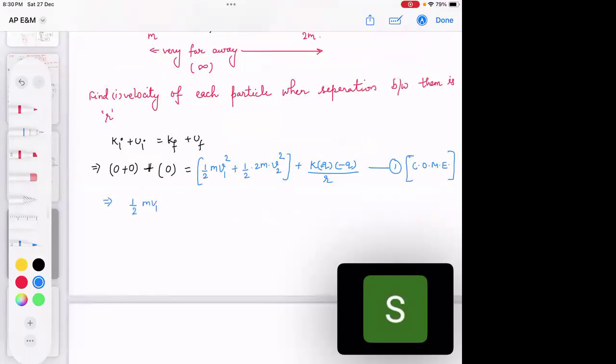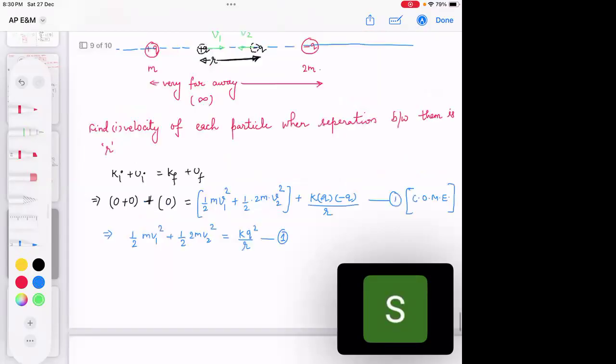Half m v1 square plus half 2m v2 square equals k q square by r. But if you look at equation 1, there are two unknowns, v1 and v2. Please check it. So that means, do I need one more equation to solve this question completely?